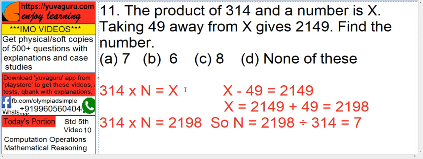Now if 49 is taken away from x, meaning x minus 49, it gives 2149. So we have to find out x now. Take 49 to the other side, it becomes plus. So x equals 2149 plus 49 equals 2198. Now this 2198, take it to this side, this x, it becomes 314 multiplied by n equals 2198. We have to find out n.